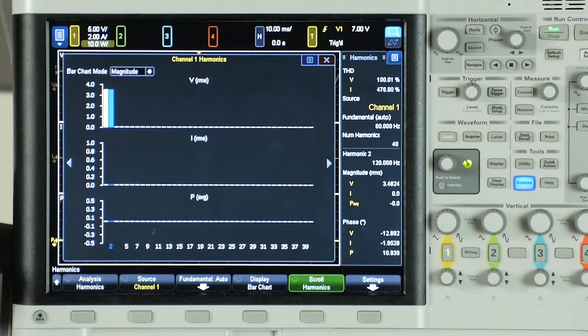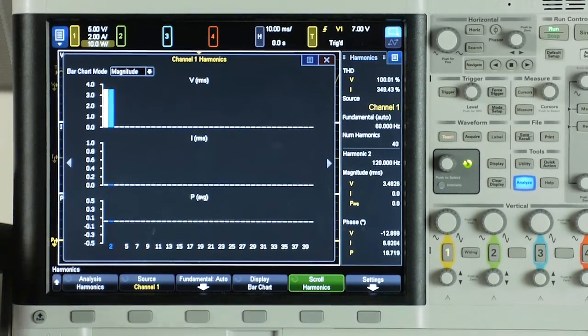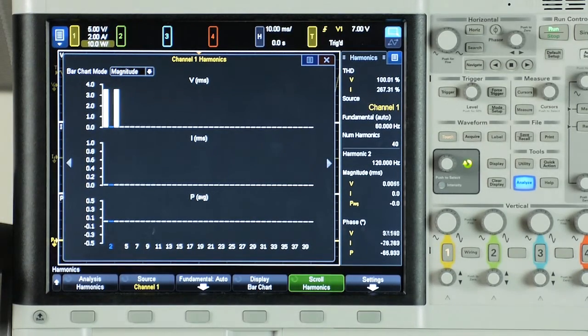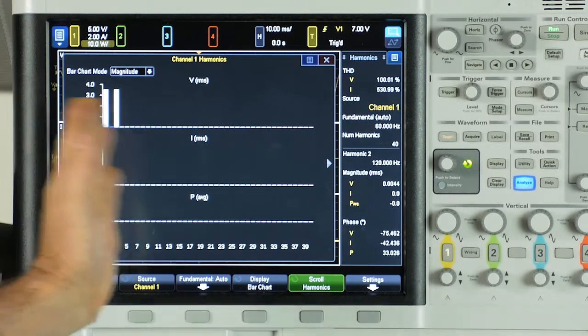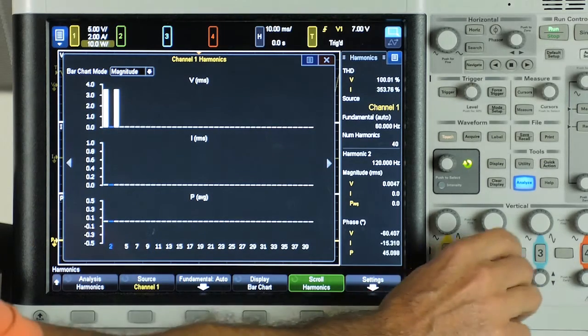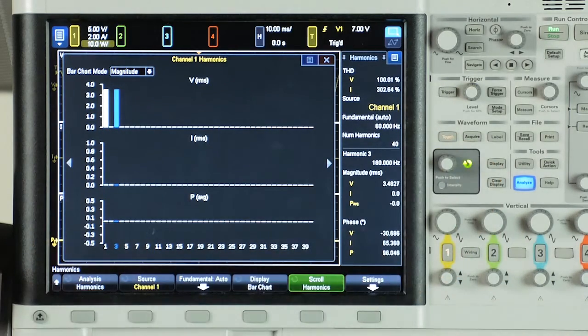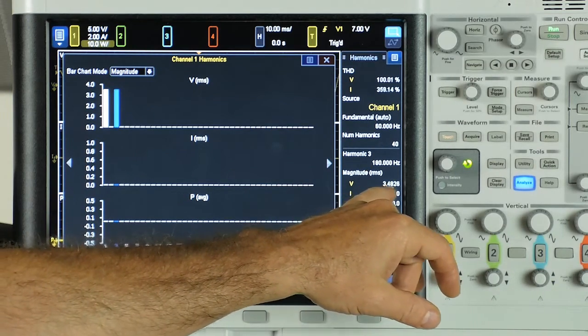The next thing I'm going to do is change the function generator, and I'm going to move out to the third harmonic. So I'll change this to 180 hertz. And now you can see that the magnitude bar has moved over one position. I will scroll over to that position, and now you can see that at 180 hertz, we have the same voltage there.